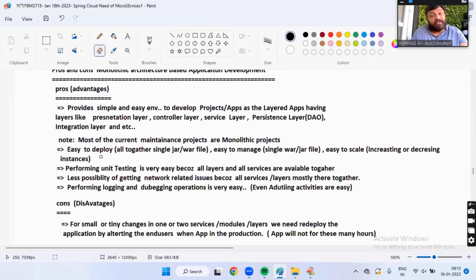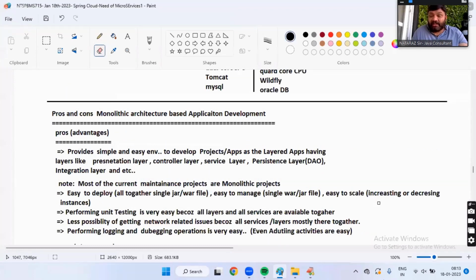Easy to deploy. Why easy to deploy? All together it is a single jar or war file. Easy to manage, a single war or jar file. Easy to scale, increasing or decreasing instances, because everything is a single copy. Either horizontal scaling or vertical scaling, scaling is easy, right?